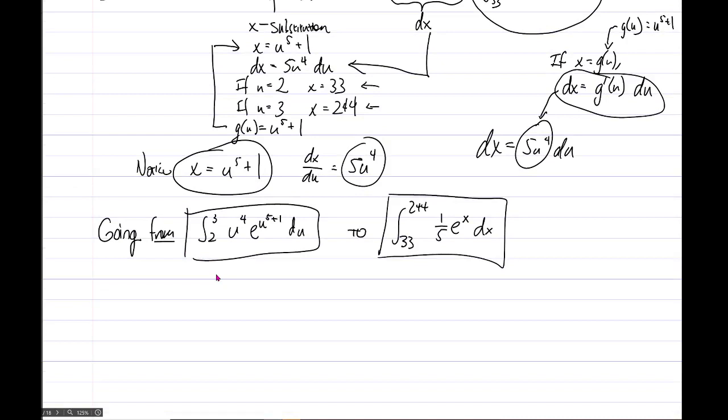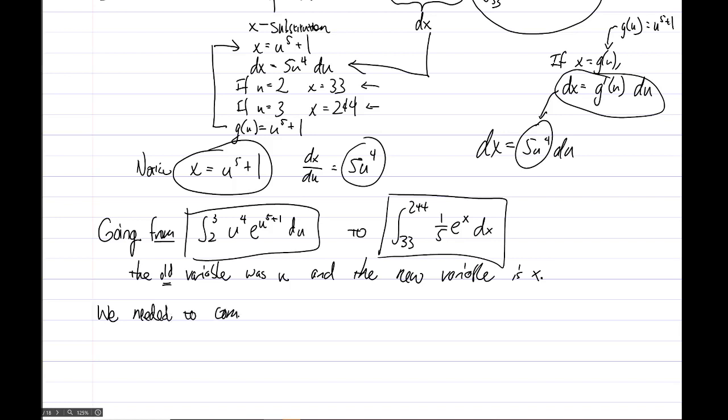So let's talk through this. The old variable was u, and the new variable is x. In doing this, we needed to compute dx over du. Here it was 5u to the 4th in this example. The key thing being that x was the new variable, and u here was the old variable.